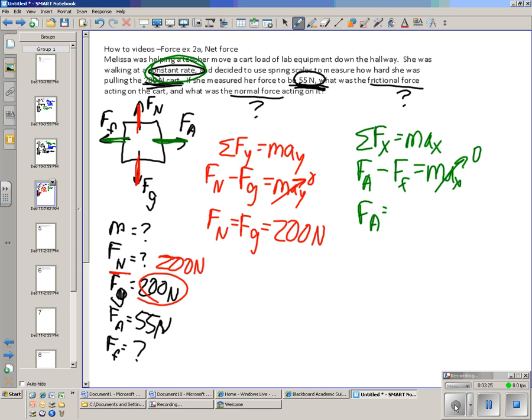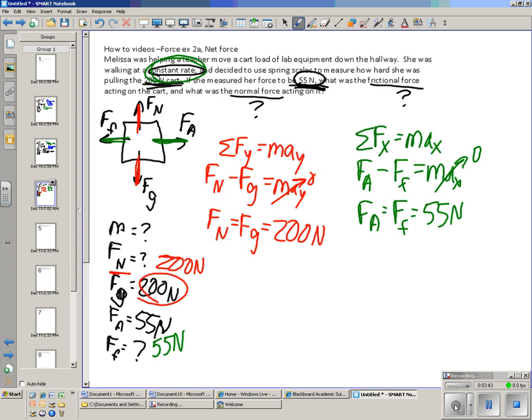Therefore, the applied force is equal to the frictional force, which we know from before is the 55 newtons. So frictional force is simply 55 newtons. You say, wow, that's so easy. I could have figured that out from the beginning.